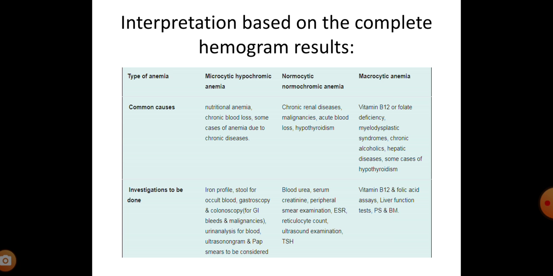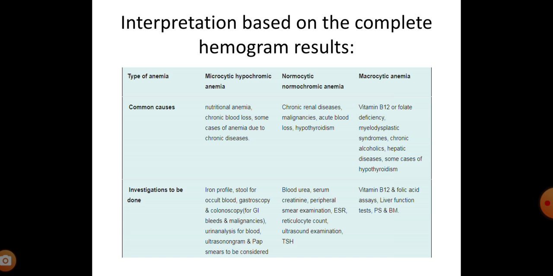First will be your nutritional causes. Nutritional anemia is mostly seen in children and in pregnancy. Then chronic blood loss and cases of anemia due to chronic diseases. And what are the investigations? Iron profile, stool for occult blood, gastroscopy, colonoscopy for any bleeding, ultrasonogram and pap smears to be considered.